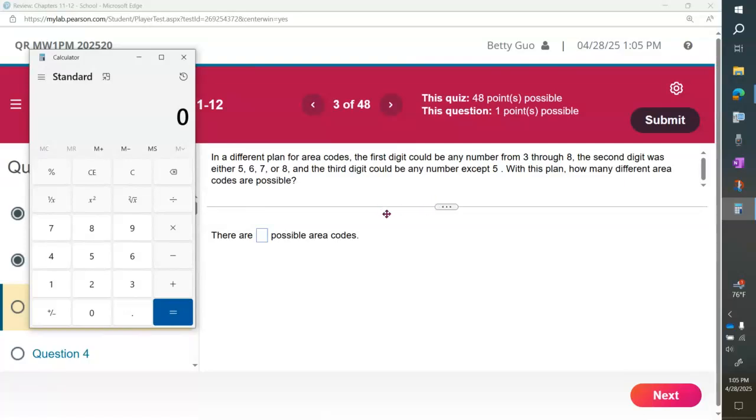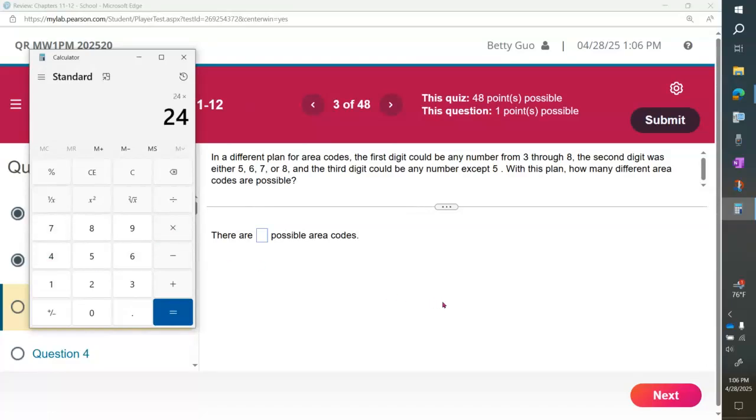The area code has 3 digits, right? So the task here is a 3-part task where we have 3 steps. The first step is to choose the first digit, which could be any number from 3 through 8. How many options is that? You can count: 3, 4, 5, 6, 7, 8. That is 6 of them. So we have 6 options for the first digit of the code. The second digit was either 5, 6, 7, or 8, and that is 4 options. So times 4.